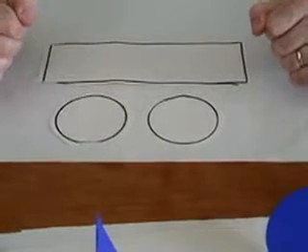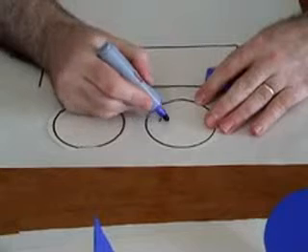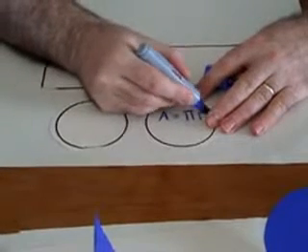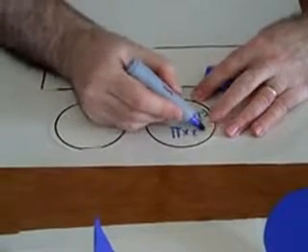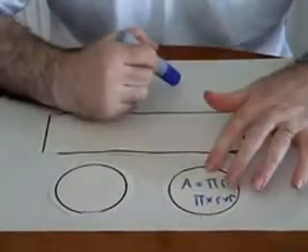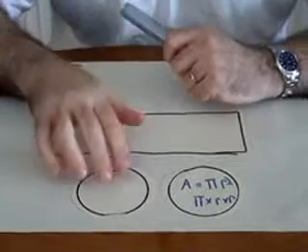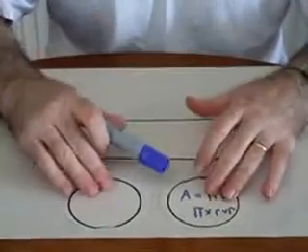Now, because it's a circle, we know the area is pi r squared, or pi times the radius times the radius. So that will give me the area of one end, and obviously the other end will be identical, so it's two lots of the ends. So the area of the two ends, we found that.